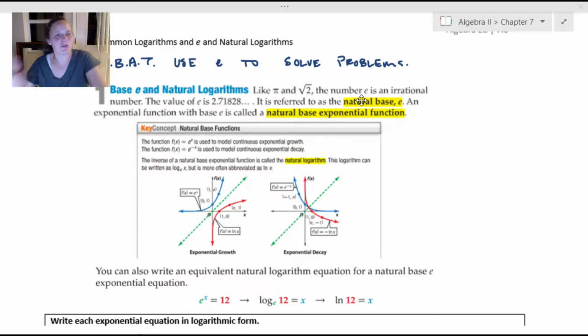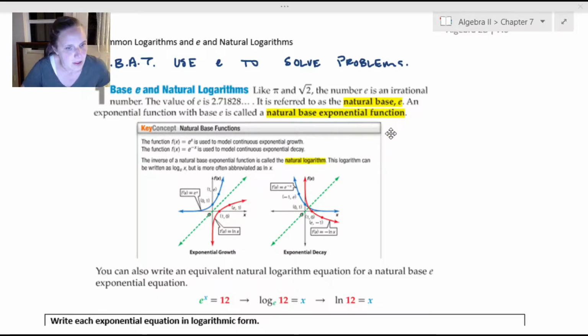We are going to continue with logarithms. I know, you're shocked. We're going to be able to use e to solve problems. That's our objective today. You're wondering, what's e? Well, e is an irrational number, just like pi or square root of 2. It goes on forever and ever. It's actually Euler's number, but it is 2.71828. So when we see e, it's a number like pi is when we use pi.